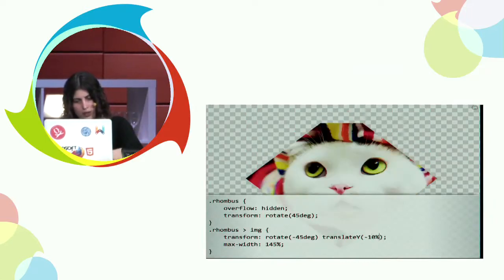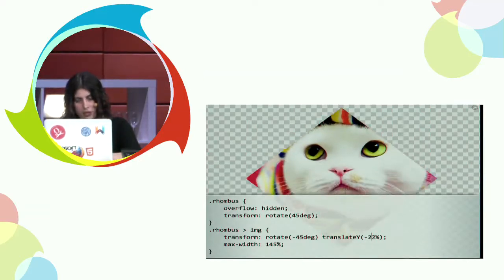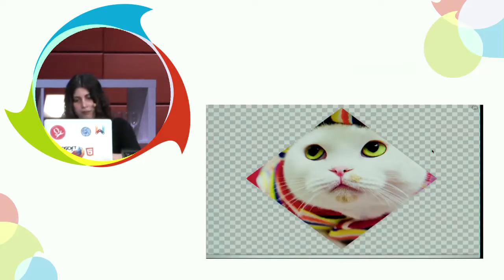So we apply a translate Y transform, and we start moving it to the top until it feels right. There's actually a geometric way to figure this out, but if you don't want to make calculations, you can just play with it until it looks right, as long as you use percentages and be flexible. So there you have it.